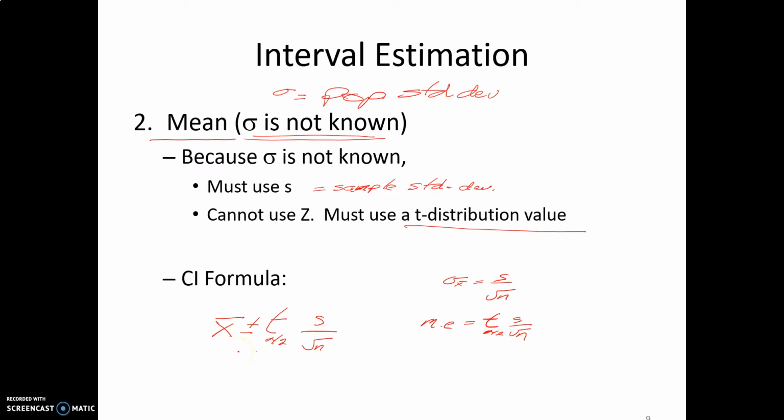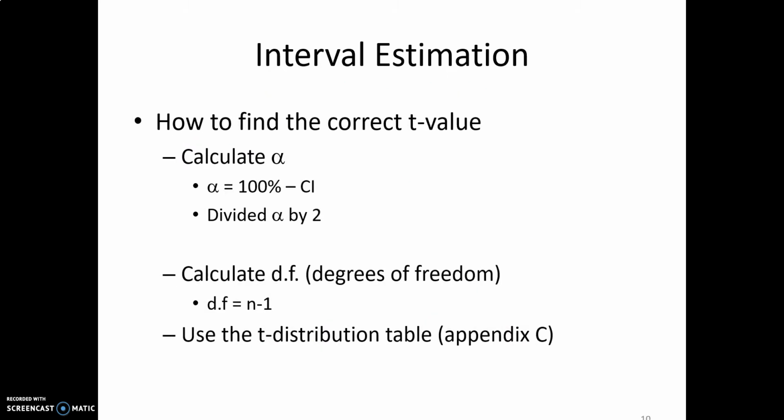So the question is, we know how to find a Z value based on a confidence interval. How do we find a t-distribution value when we are given a certain confidence interval? How do we find the correct t-value? Basically, there's two things we need. We need to calculate alpha. Remember, alpha is our chance of error. Alpha is found by taking 100% minus the confidence interval.